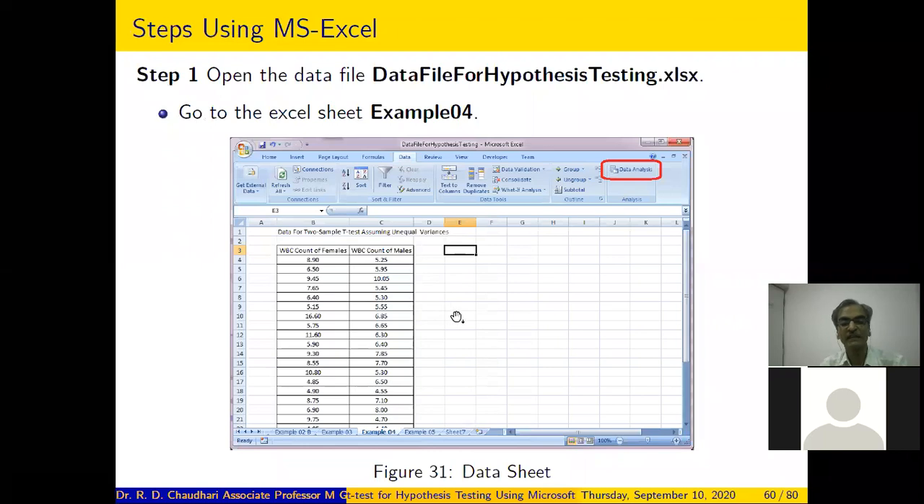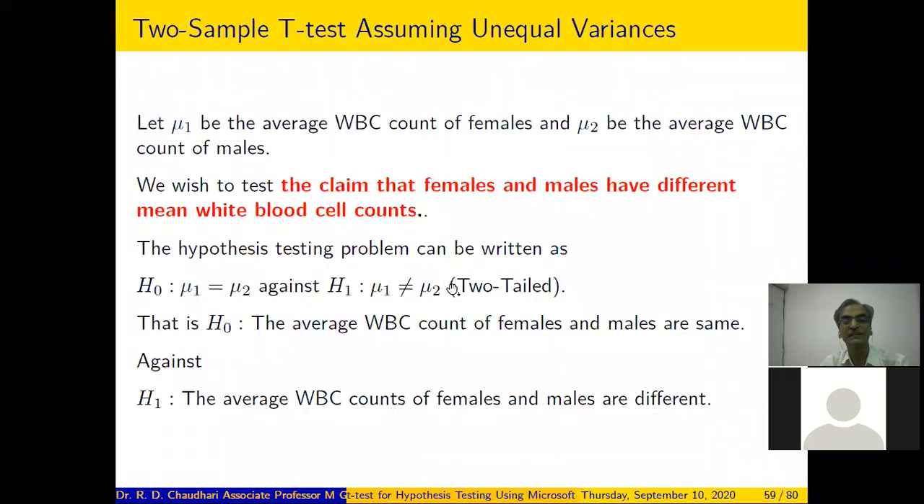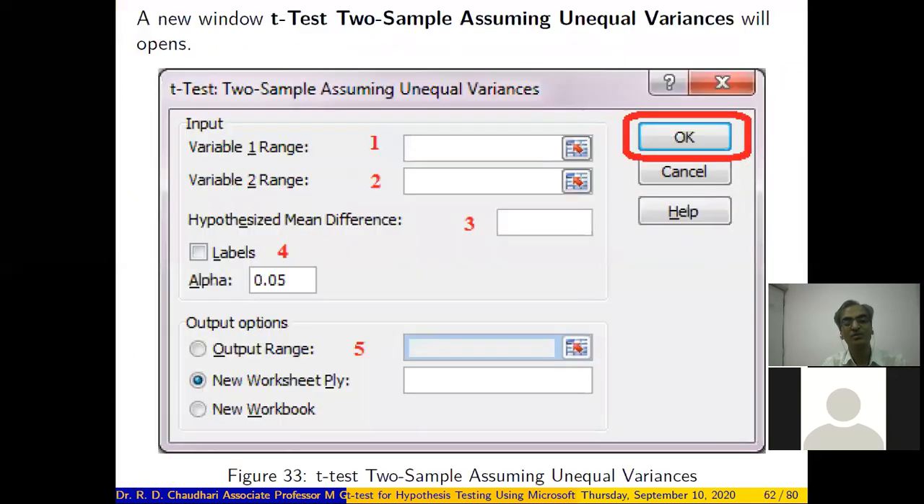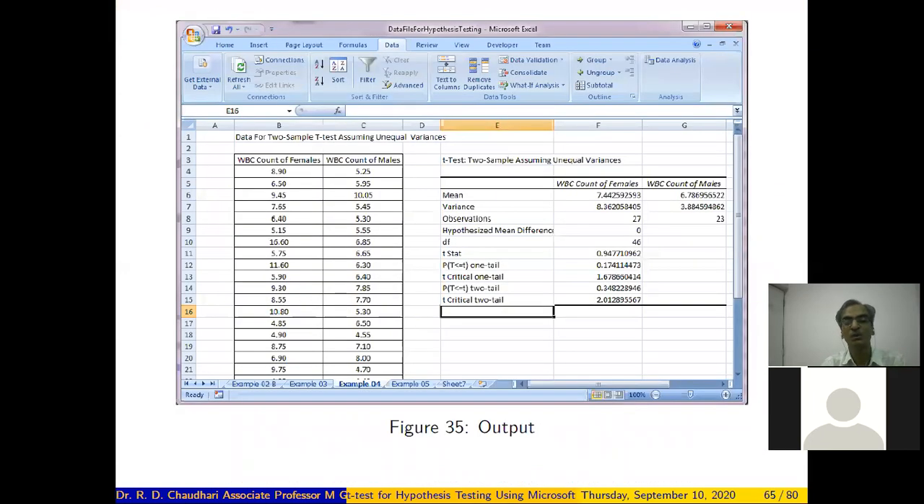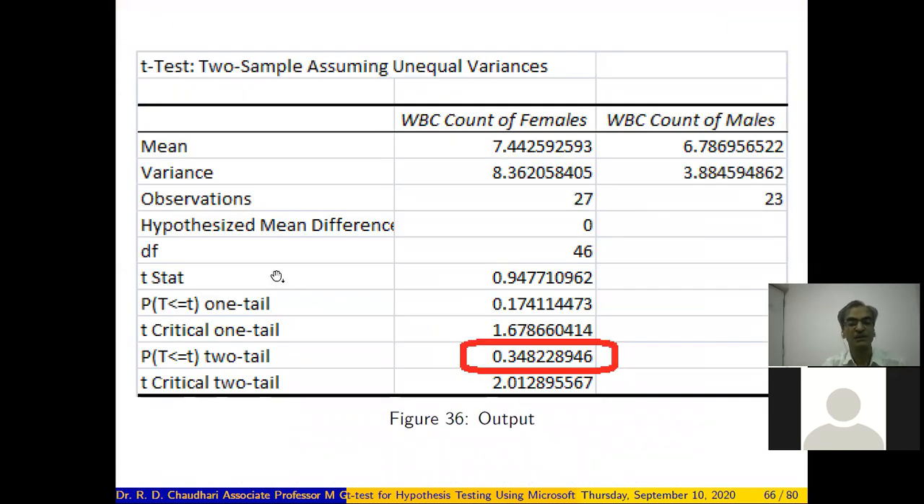In our case, the alternative hypothesis is mu1 not equal to mu2, right? So when we say mu1 not equal to mu2, it is a two-tailed hypothesis, right? So when the hypothesis is two-tailed, we have to check the two-tailed p-value. So the two-tailed p-value is 0.3482.